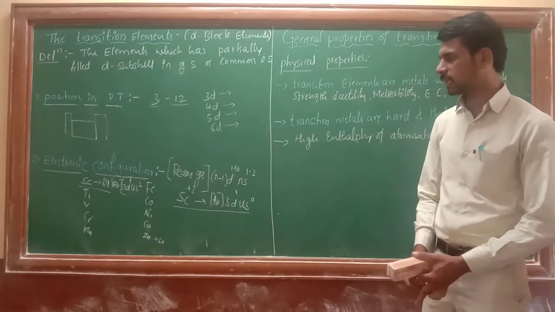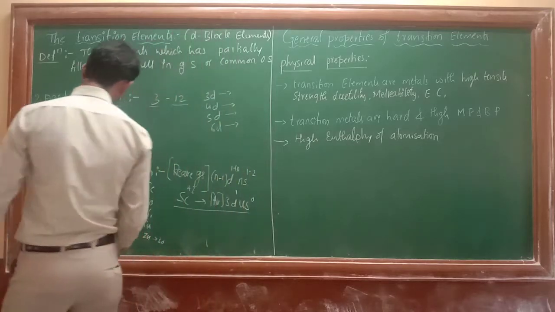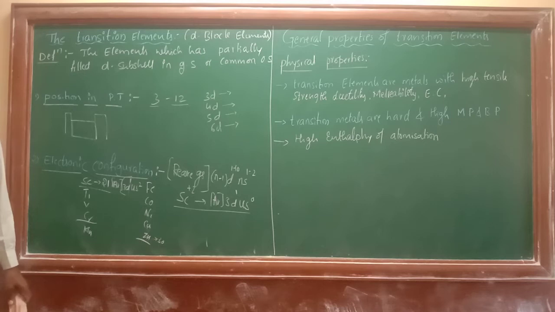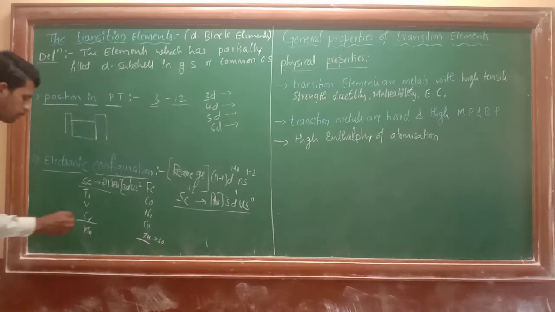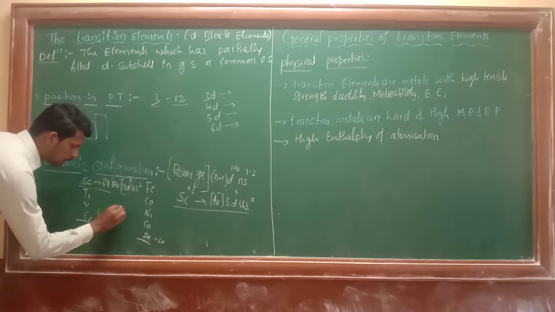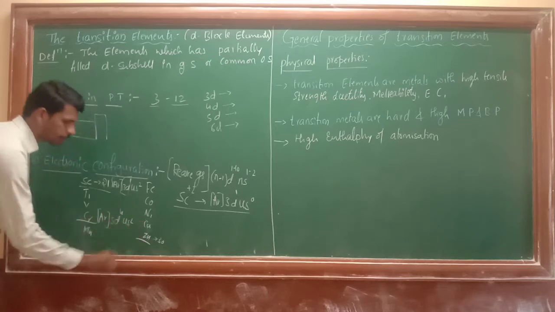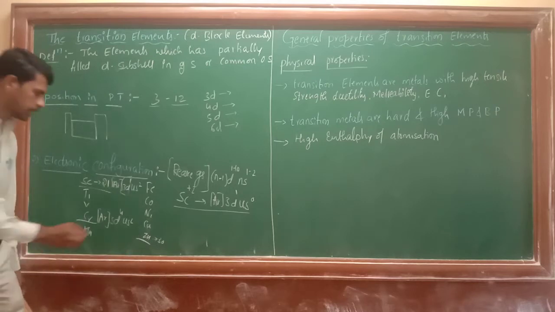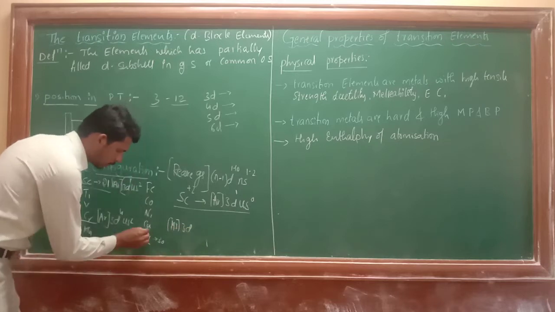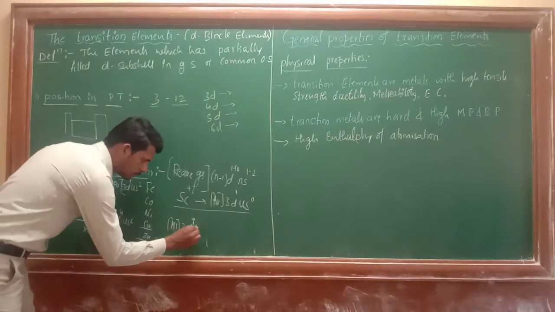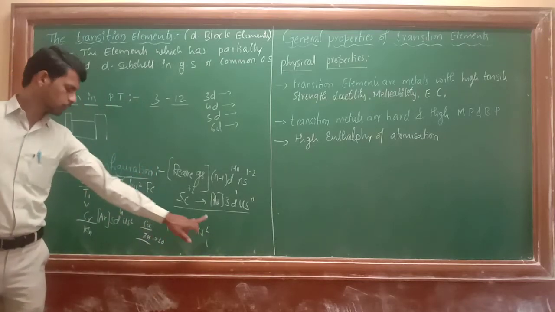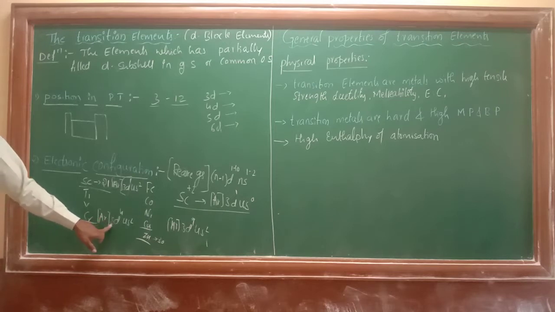Some exceptional cases: if you come to chromium and copper, in chromium the electronic configuration we would write is argon 3d4 4s2. Then if you come to copper, it would be argon 3d9 4s2.